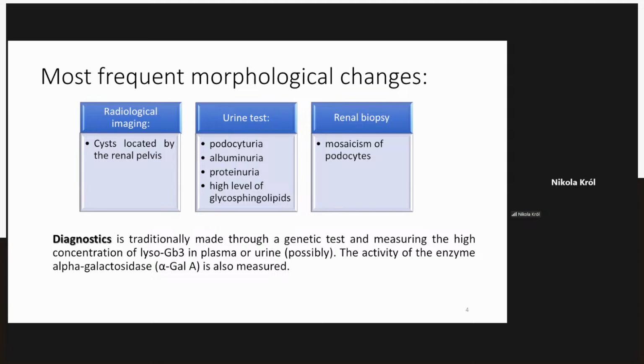While diagnosing Fabry disease, our main focus should be on looking for the presence of characteristic genetic mutations, high concentration of lyso-Gb3 in plasma or in urine, and also the activity of the enzyme alpha-galactosidase.